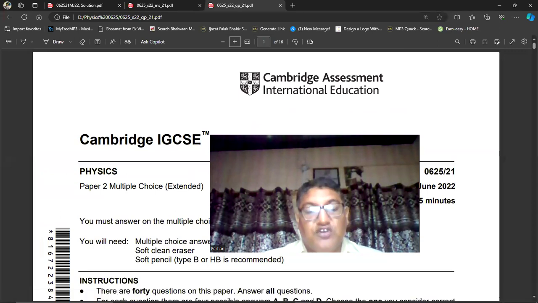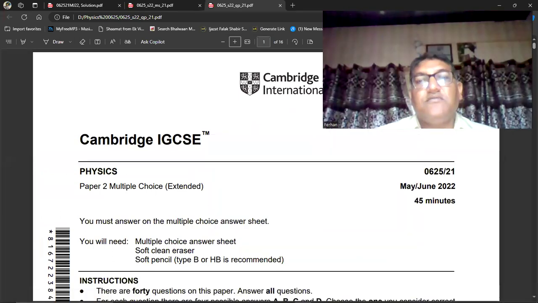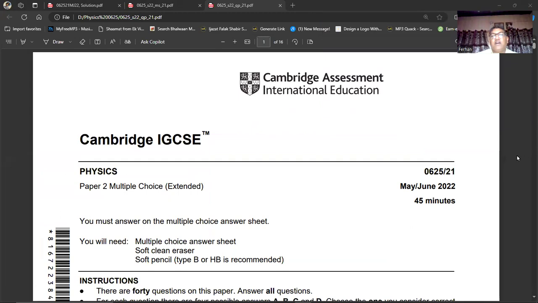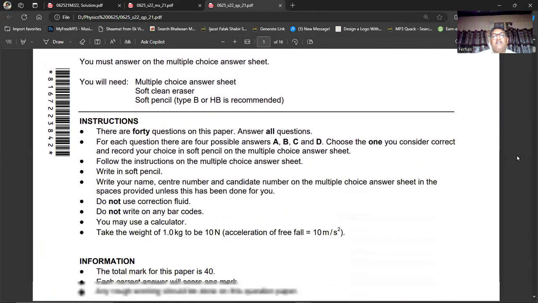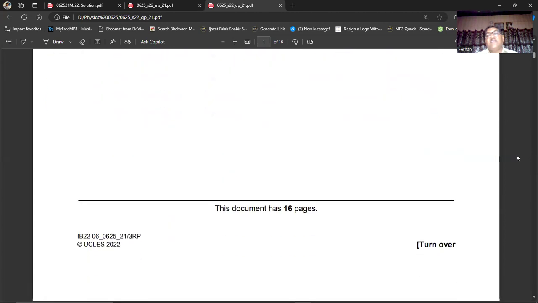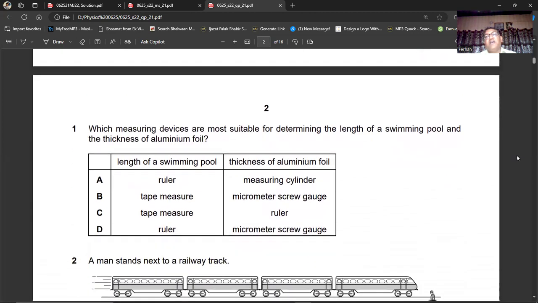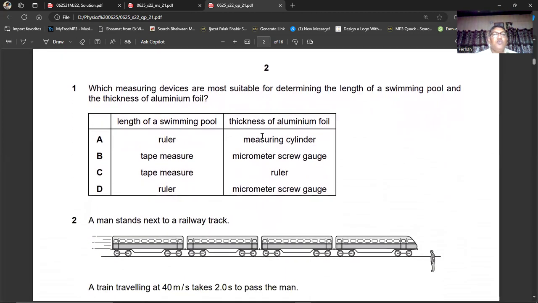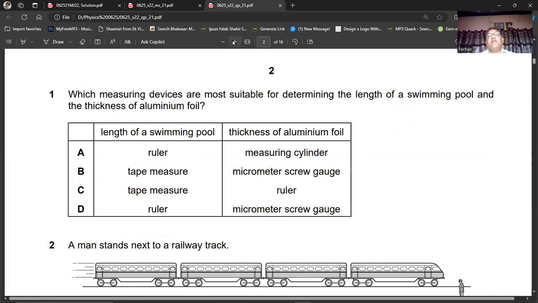So here we go. This is that paper, May-June 2022 2-1 paper. The time allowed is 45 minutes. And the g value in this paper we are going to take as 10 newton per kg or 10 meter per second squared. But in your latest papers, the papers since 2023, the g value is taken as 9.8. But in this paper, the g value was 10. So let's start.